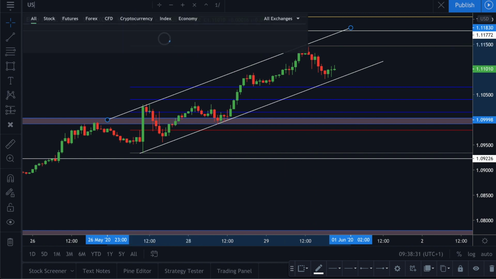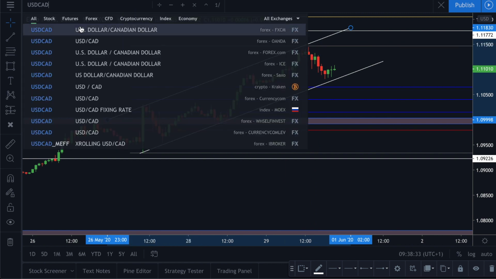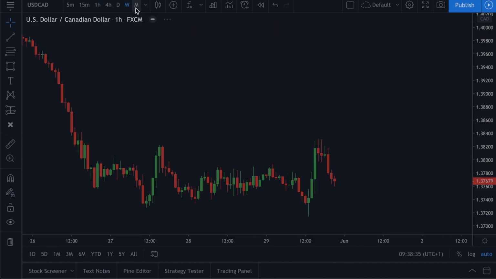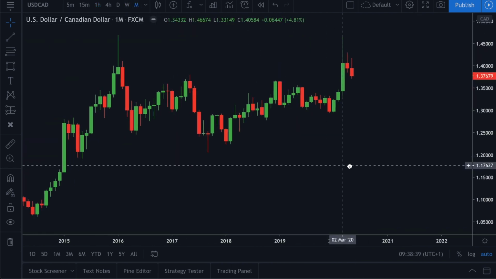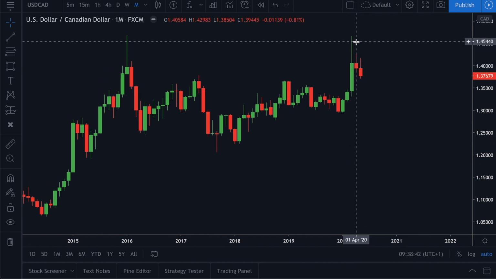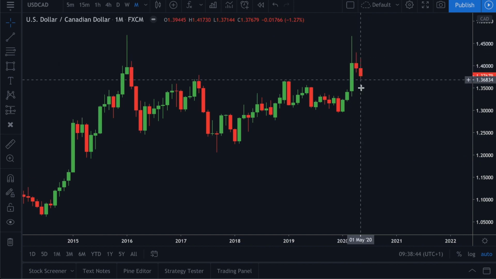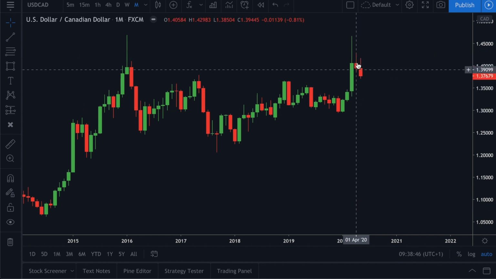Next we're going to move on to dollar CAD, something we haven't looked at in a while. Now, monthly time frame, bearish, very, very bearish. You had your high bearish candle, and then now the bears are showing that they're going to push in a bit more.